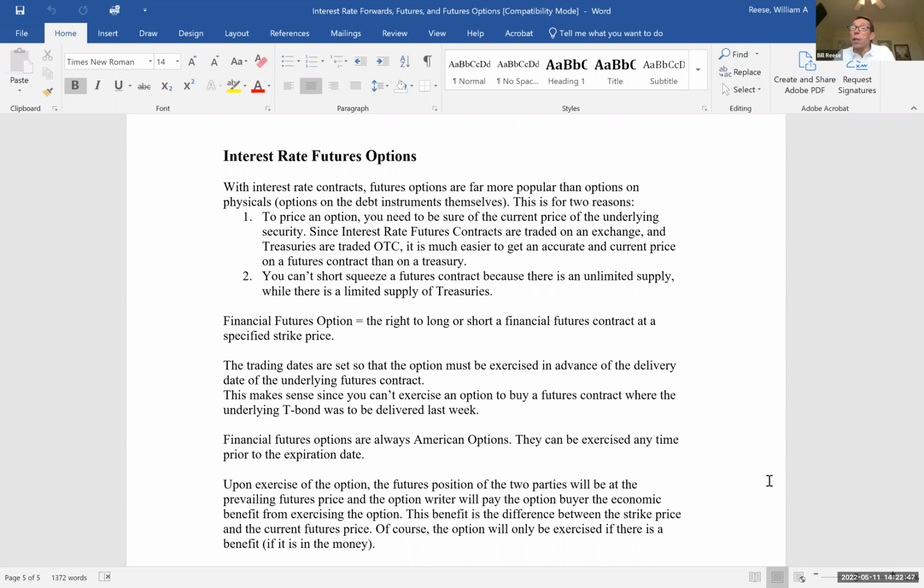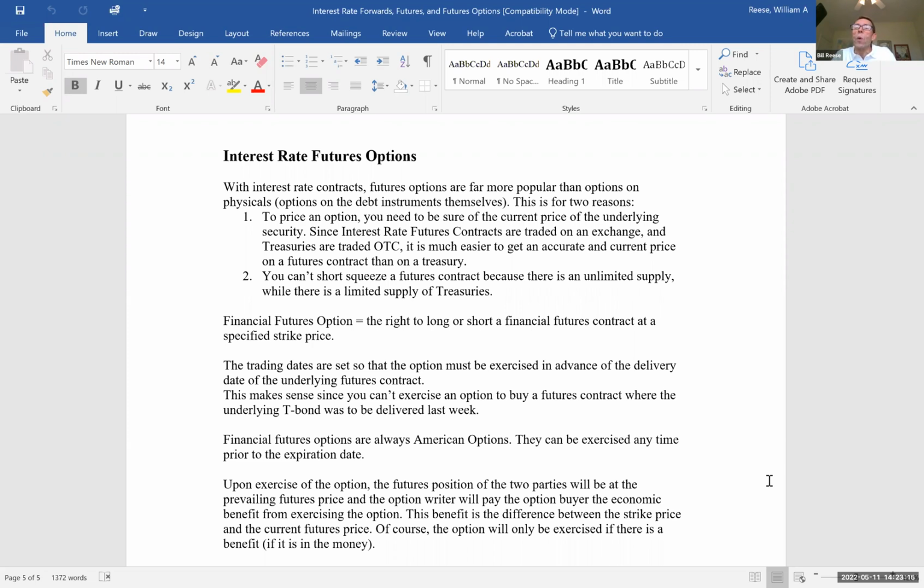Bonds are not traded on an exchange anywhere, so it's difficult to know for sure what the price is of the underlying bond. However, interest rate futures contracts are traded on an exchange. In fact, they're traded on the same exchange as options on interest rate futures contracts. So it's very easy to see what the price is, which makes it much easier to price the options.